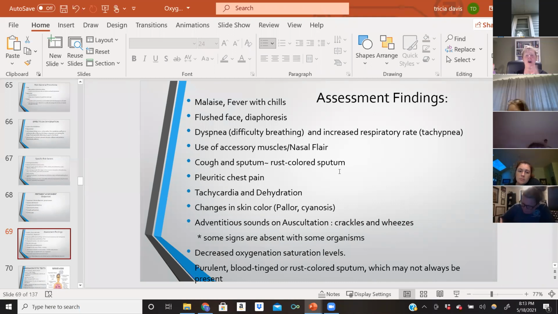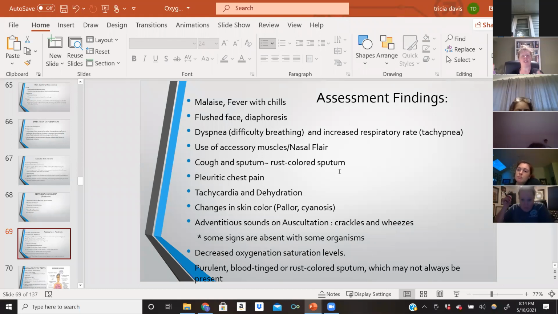When we're talking about cough and sputum, it can be rust colored. They could have hemoptysis. They could be coughing up blood. It could be green. It could be yellow. It could be dark brown. They might have pleuritic chest pain. They might be tachycardic and dehydrated because they don't feel good. They're not drinking.